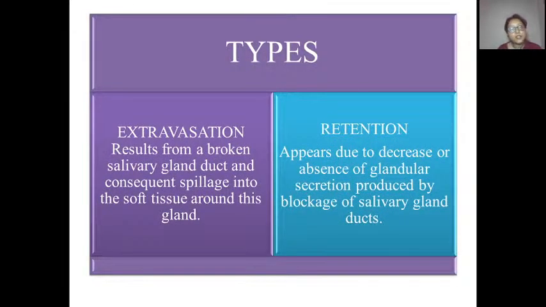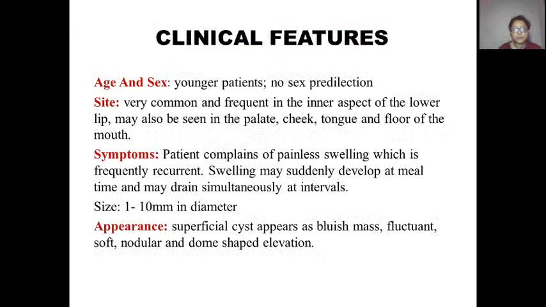The extravasation type results from a broken salivary gland duct, usually a minor one, and consequent spillage into the soft tissue around this gland, and the retention type appears due to the decrease or absence of glandular secretion produced by the blockage of the salivary gland ducts. Now the clinical features: age and sex, usually it occurs in younger patients. There is no specific sex predilection. The site is very common and frequent in the inner aspect of the lower lip and may also be seen in the palate, cheek, tongue and floor of the mouth.